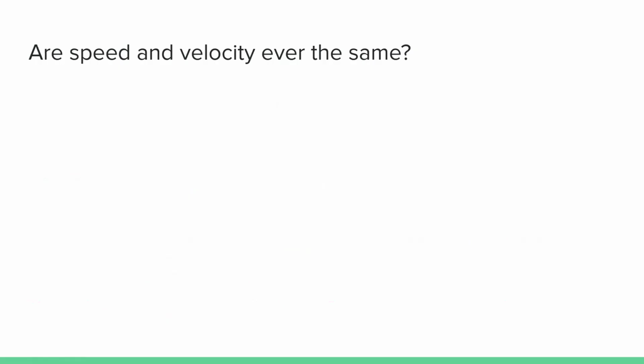So are speed and velocity ever the same? They can be. They are not the same thing, but they can be equivalent. Because remember, velocity takes into account direction. So if we're in the positive direction, then the speed and velocity could definitely be the same.